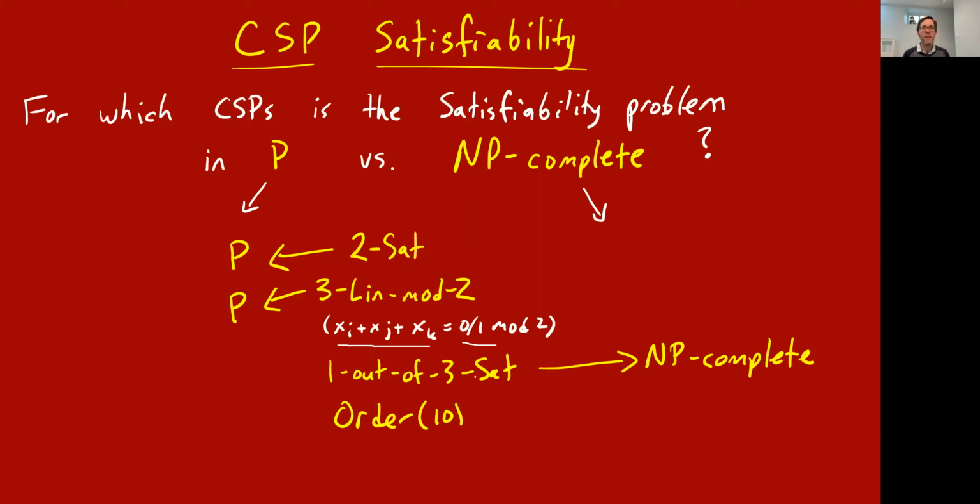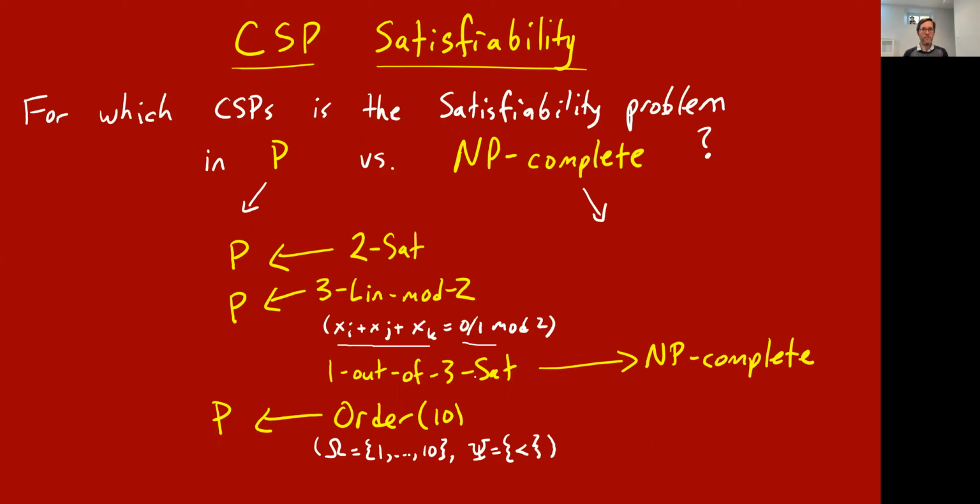What about this CSP called order 10? This is the problem where every variable can be assigned a value between 1 and 10. There's only one constraint type: the less than constraint. You can think of vertices and a bunch of directed edges, and a directed edge implies that the head of the directed edge should be less than the tail of the directed edge. And you have to assign a value 1 through 10 to each vertex. Can you check if this is satisfiable or not?